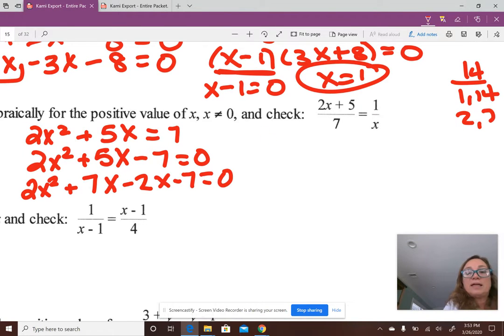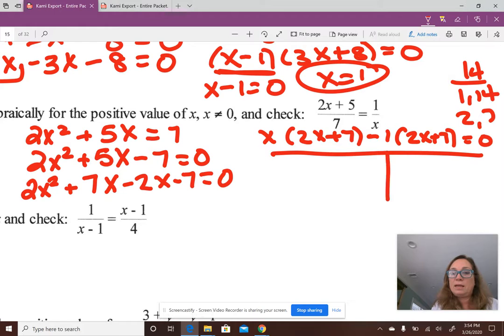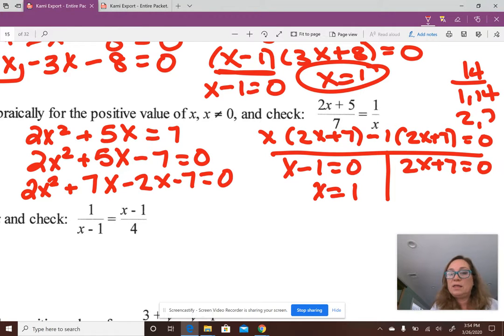From the front, I can pull out an x. That gives me 2x plus 7. And from the back, I'm keeping that 2x plus 7. So that's going to be a -1. All right, so x minus 1 equals 0. 2x plus 7 equals 0. So x equals 1. They only want the positive one, so I can stop there.